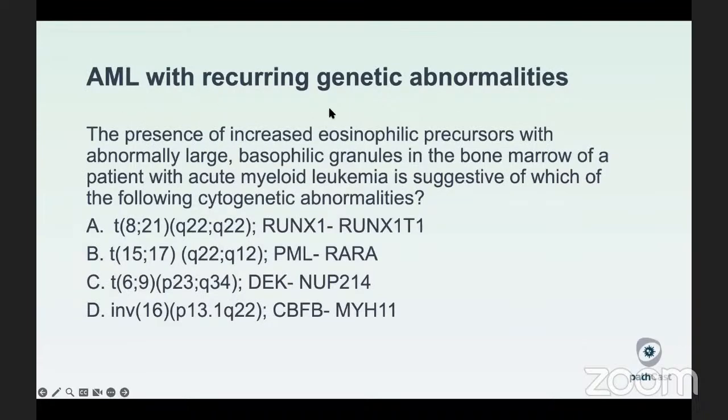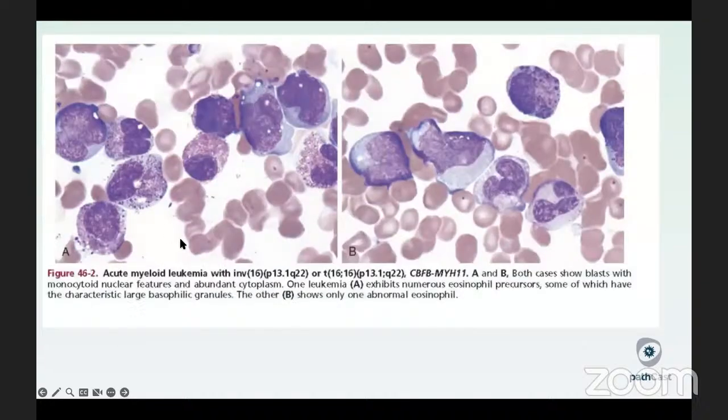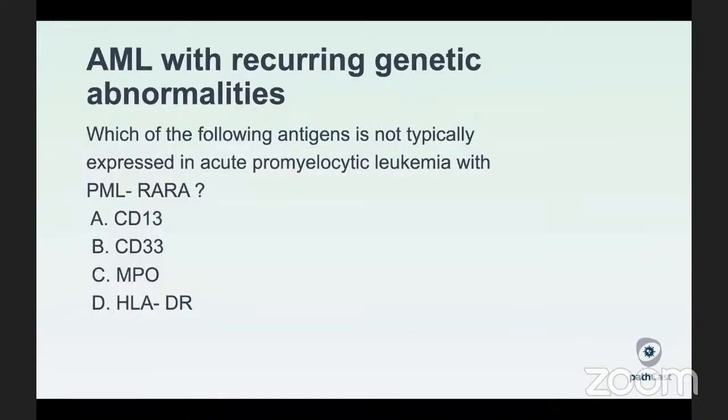Another question for AML with recurrent genetic abnormalities: acute myeloid leukemia with increased eosinophilic precursors with abnormally large basophilic granules. This is characteristic for a subtype of acute myeloid leukemia. Which one of the following cytogenetic abnormalities? This one is most commonly seen in inversion 16. I'm going to show you a picture. This is also from Jaffe's book, one of the references I mentioned earlier in my talk. We can see eosinophilic precursors with deep purple or violet granules, and these are very characteristic for this acute myeloid leukemia subtype with inversion 16.